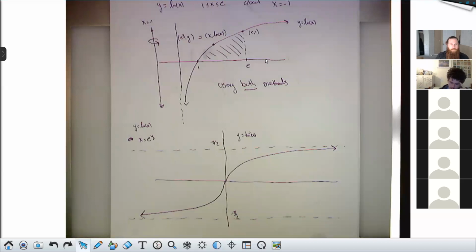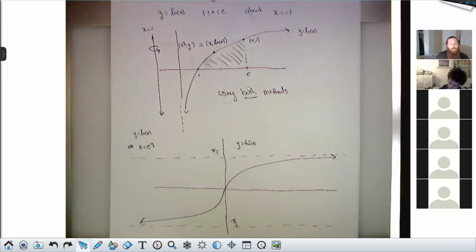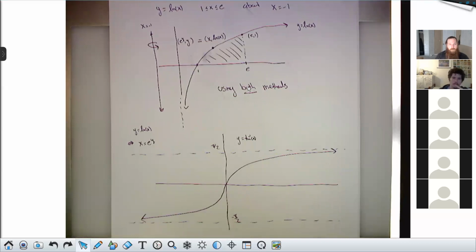These are very easy because I'm not even going to require you to evaluate the integral. You just got to set it up. But you do have to know these graphs, and you got to be comfortable rewriting these points. So I'll leave it here. I'll let you guys chew on this for a little bit.